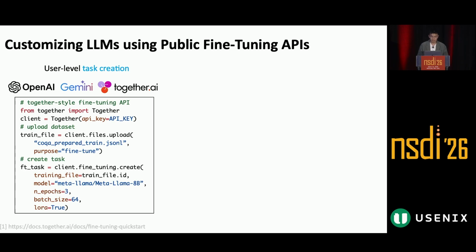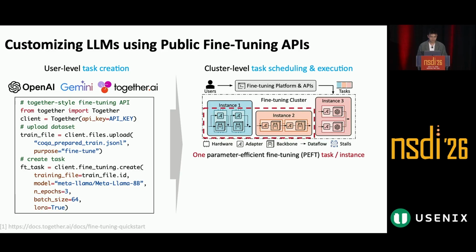Let's start with a code example of public fine-tuning APIs as offered by LLM service providers such as OpenAI and Google Gemini. As you can see on the slide, with a few lines, users can upload their training data and create a fine-tuning task with customized model, method, and hyperparameters. Here we choose Llama as the backbone and LoRA as the fine-tuning method, which is the most widely used type.